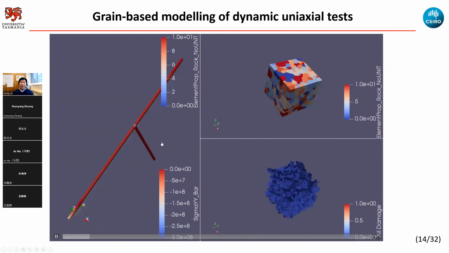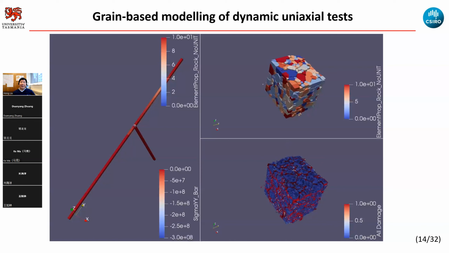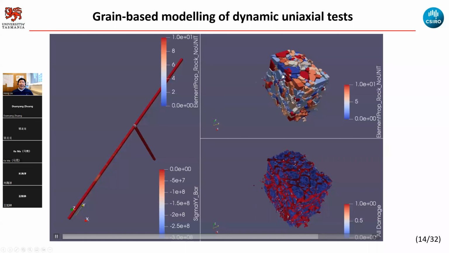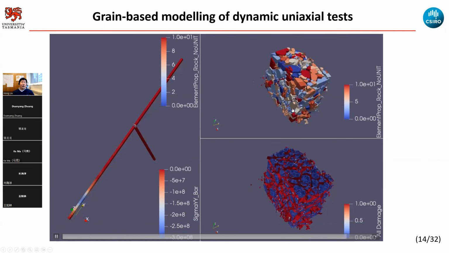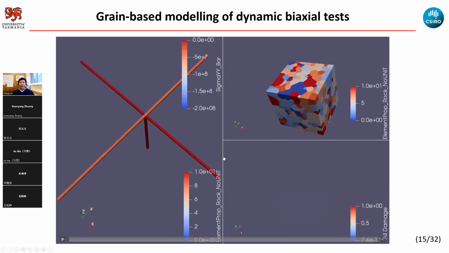I have another example which will show a further, more complicated case. When I give this sample, it is considered grain-based. Unlike the previous case, where we considered a homogeneous sample, in this case I have grains. And each grain, I can control. So that's the intergranular crack, or the transgranular crack, or the intragranular crack. So you will see the failure pattern is different.